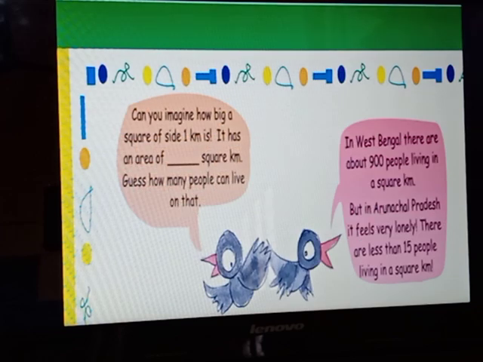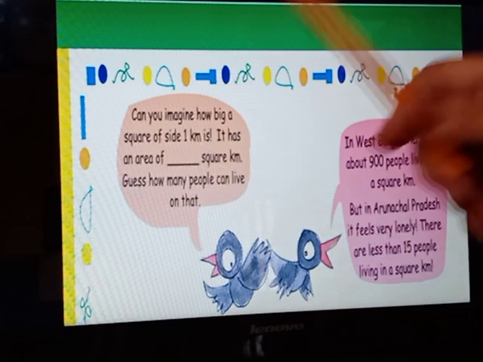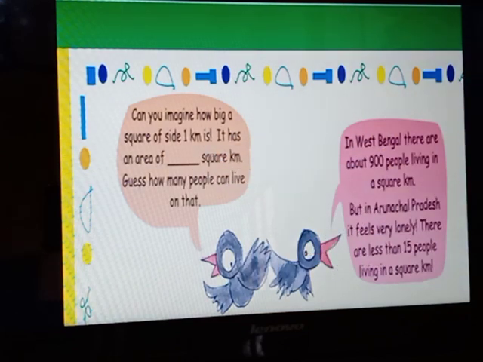Now one conversation part is given. Can you imagine that? We have already solved about 1000 people can live on that. Now another one. In West Bengal, there are about 900 people living in a square kilometer. In Arunachal Pradesh, it feels very lonely. Lonely means alone. There are less than 15 people living in a square kilometer. Here, through this conversation, it is showing the population of different states. One is West Bengal and another is Arunachal Pradesh. So, we can find that in one particular square kilometer, how many people can live in that.